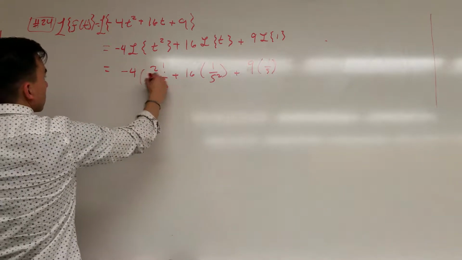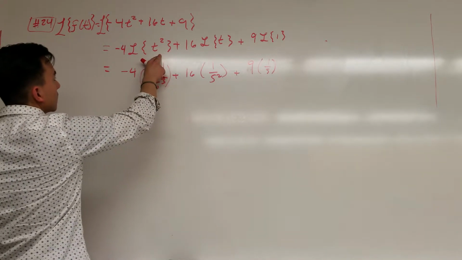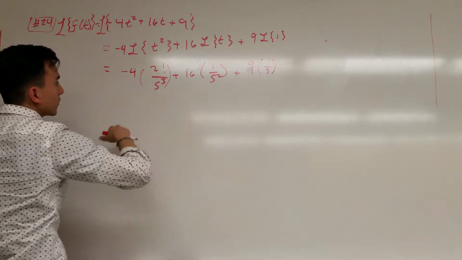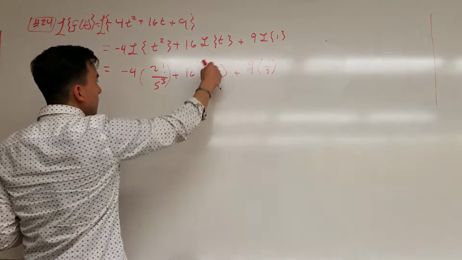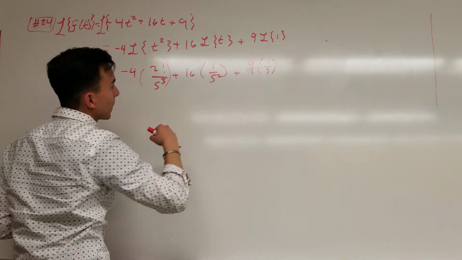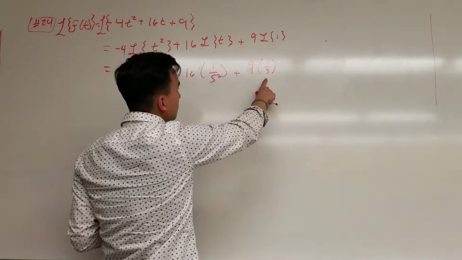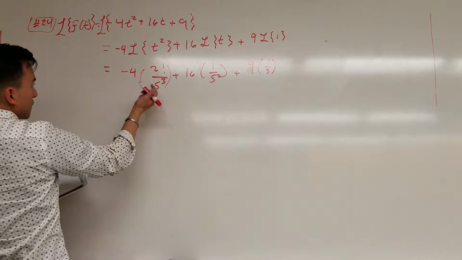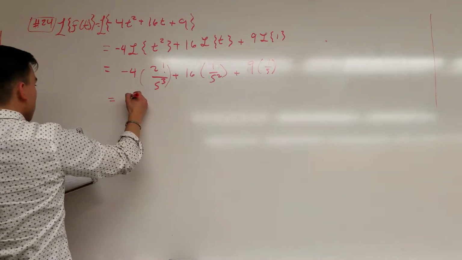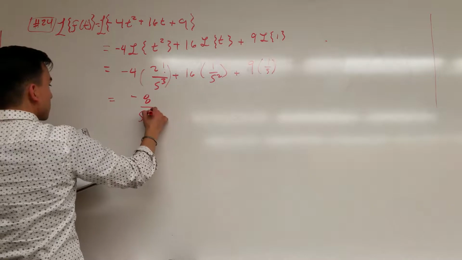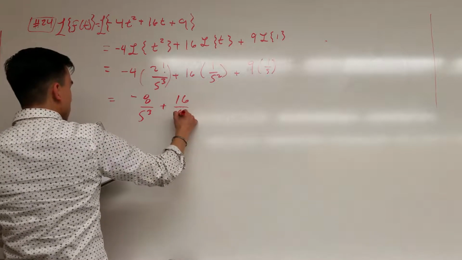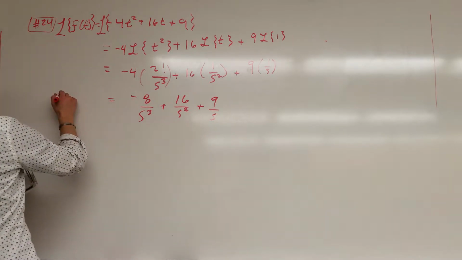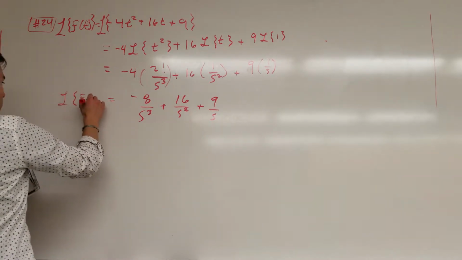Okay, so for t squared, the Laplace of that was going to be 2 factorial over s to the third power. The Laplace of t is going to be 1 over s squared. And the Laplace of 1 is simply going to be 1 over s. All right, and so we just multiply that out, and we get -8 over s cubed plus 16 over s squared plus 9 over s. And that is the Laplace of the function f of t.